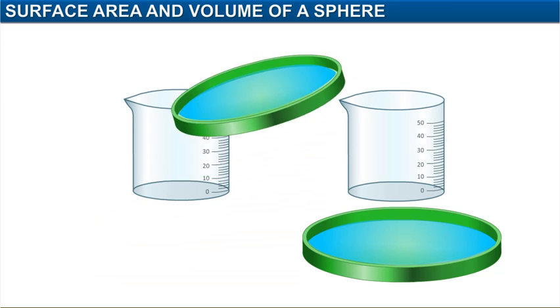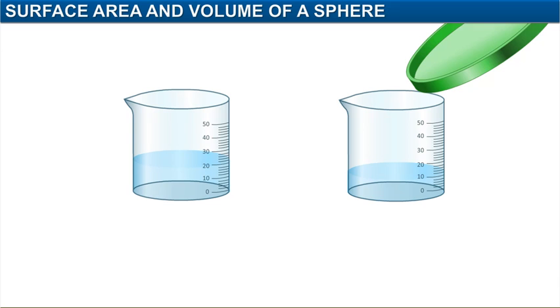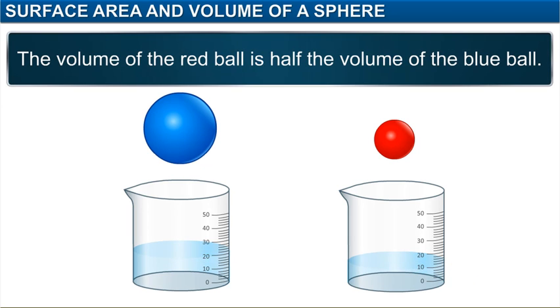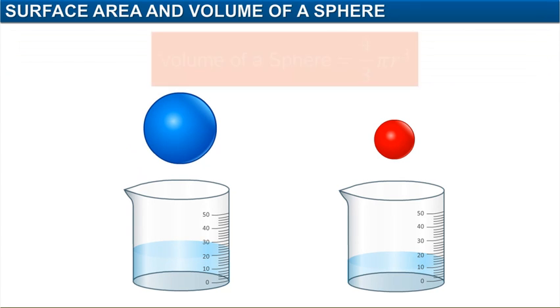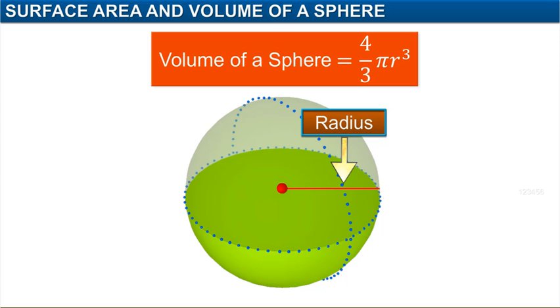On measuring the quantity of water overflowed in the two measuring jars, we find that the quantity of water overflowed due to the red ball is exactly half of the quantity of water overflowed due to the blue ball. The displaced water is the volume of the balls immersed in the water. Thus, the volume of the red ball is half the volume of the blue ball. The mathematical formula to calculate the volume of a sphere is 4 divided by 3 pi r cubed, where r is the radius of the sphere.